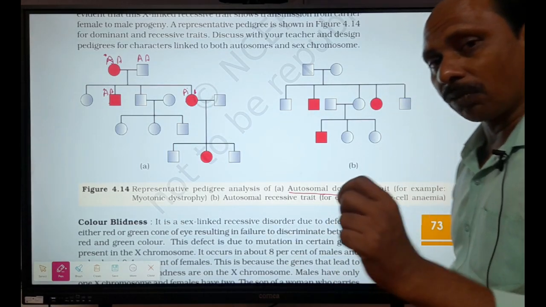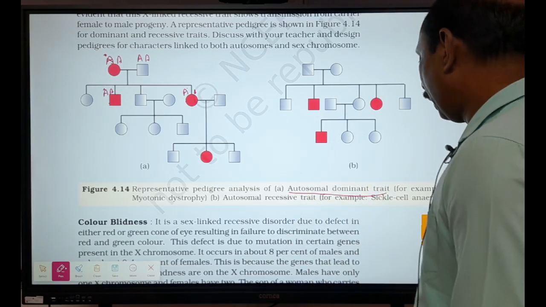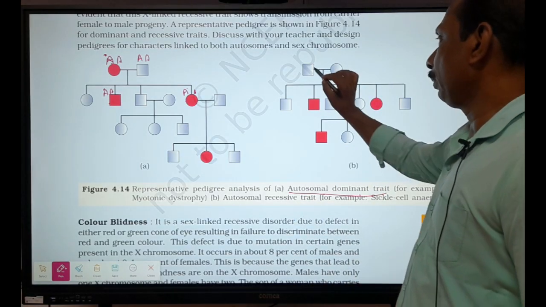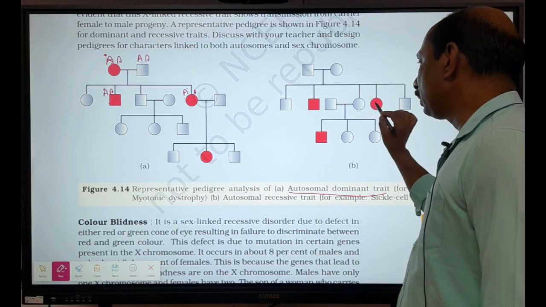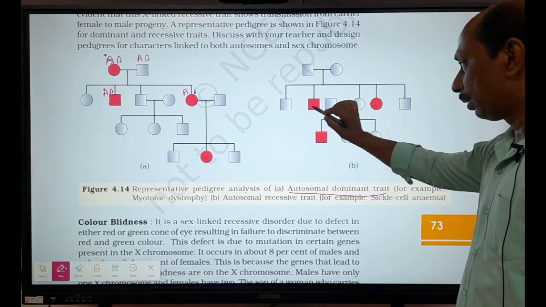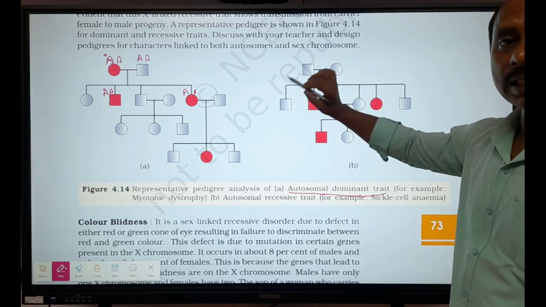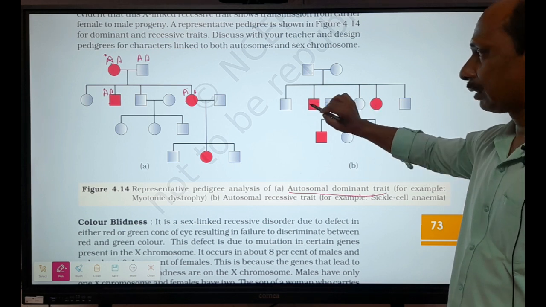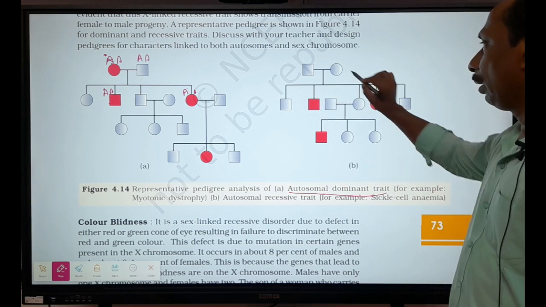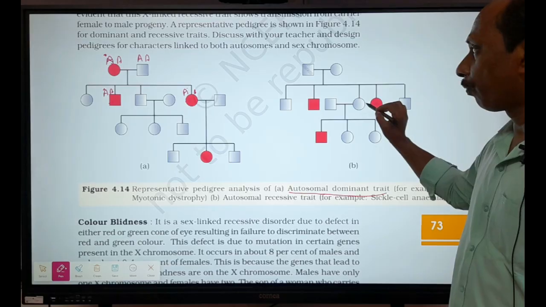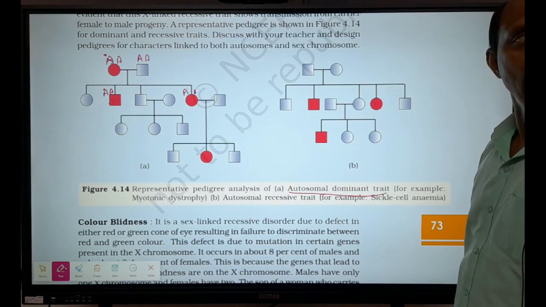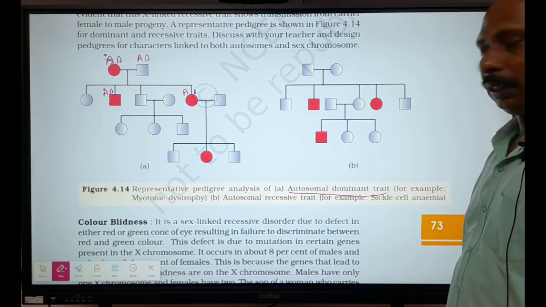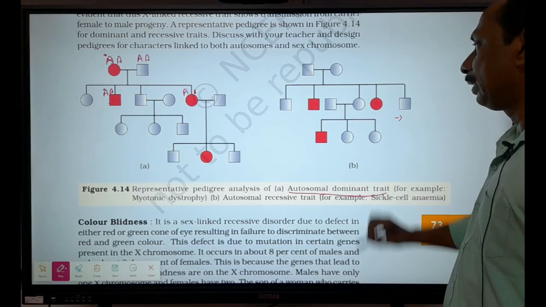Sex-linked means what? XY, X-linked recessive trait, right? So when we see this one, these are normal, but their son or daughter is affected. If it is an X-linked trait, then the son is affected, but the daughter gets one X chromosome from the father, right? It cannot be affected. That means it is an autosomal recessive trait.